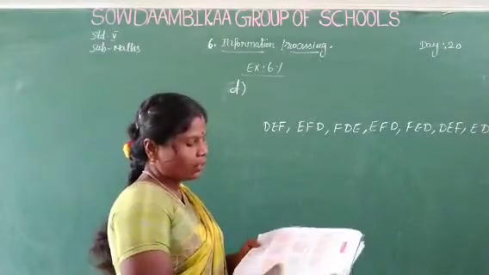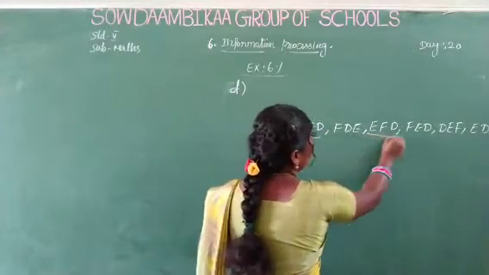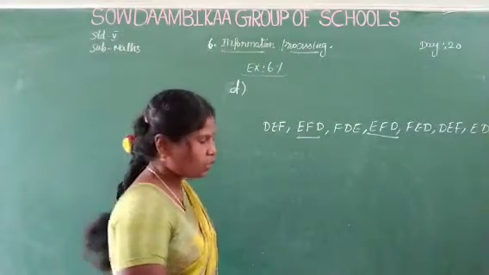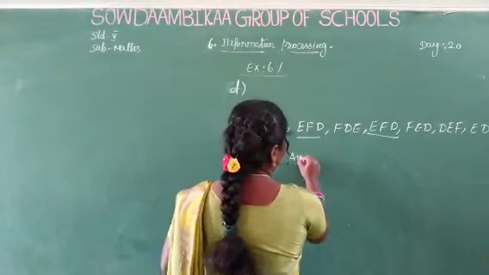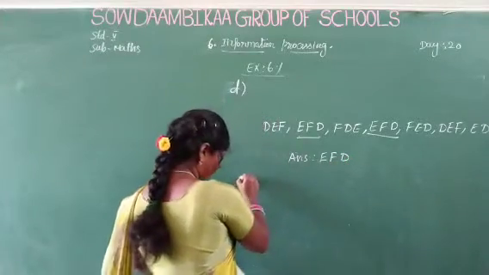Okay, which one is the duplicate? D, E, F. E, F, D. E, F, D is repeated 2 times. So, E, F, D is the only duplicate. So, the answer is E, F, D.